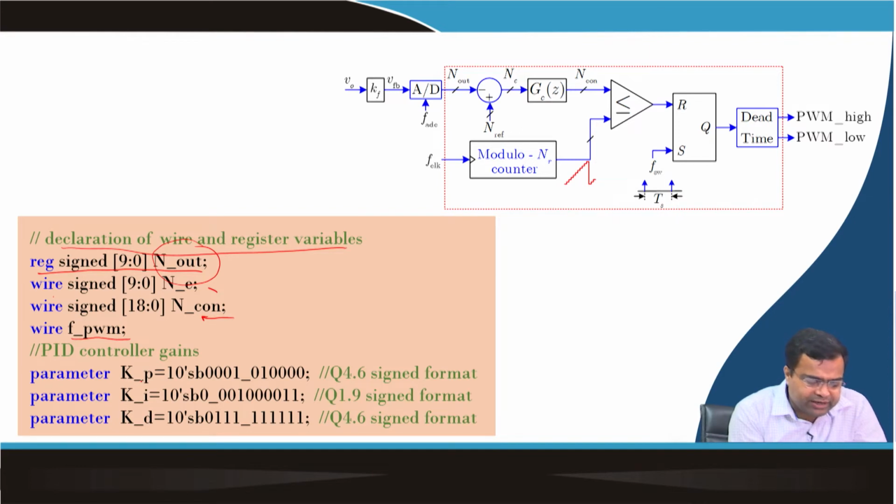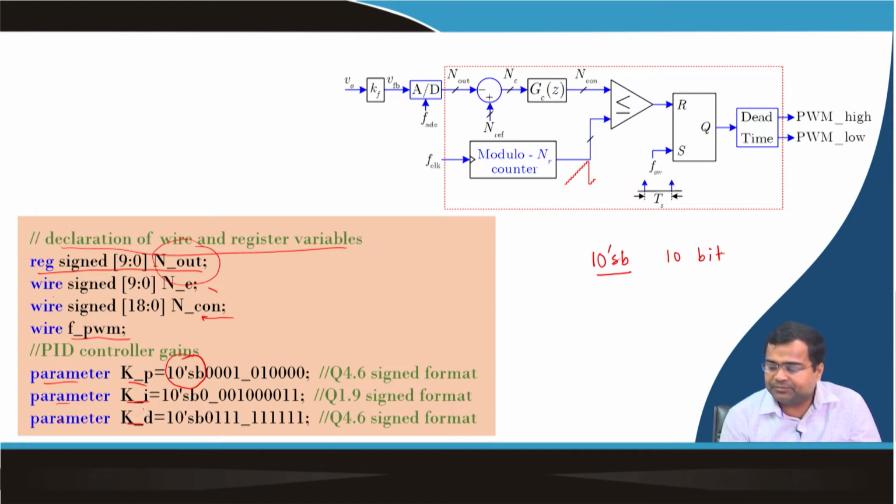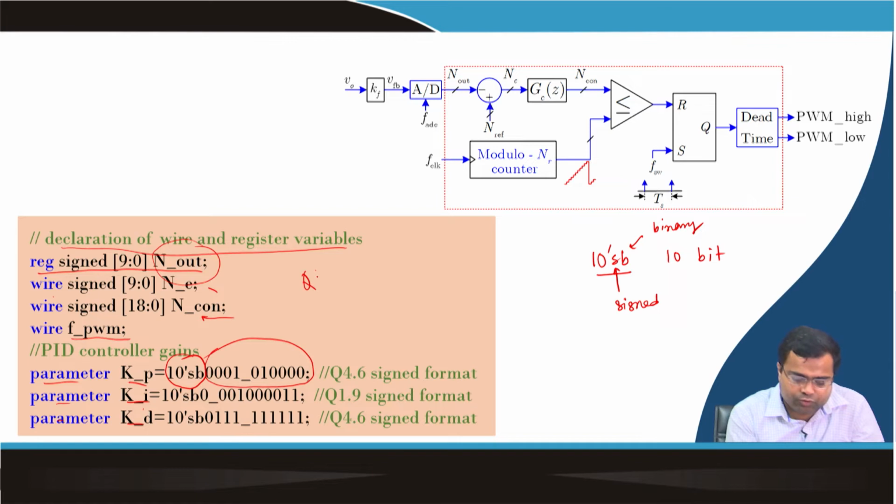We are using 3 gains: Kp, Ki, Kd. Kp is the proportional control, and Ki and Kd are the integral and derivative controller gains in the discrete domain, remember. And we are defining these as parameters, which are 10-bit signed binary. When you say 10-bit signed binary, S indicates a signed number and B indicates binary. And we are giving some value. What is the format we define? Q4.6.